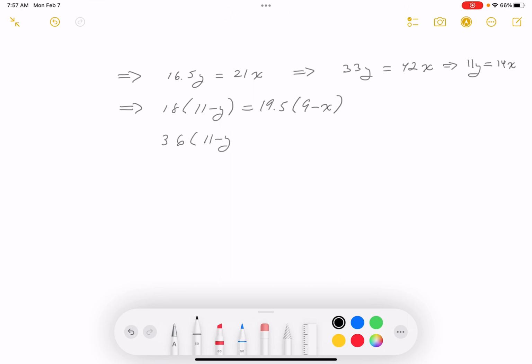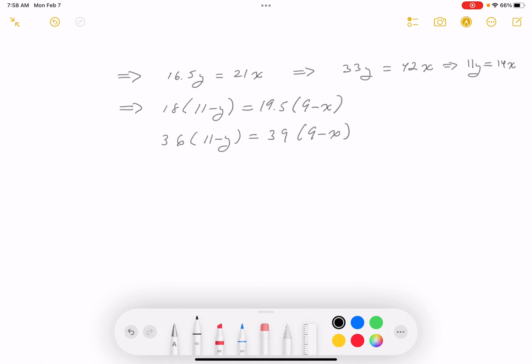11 minus y equals, that's going to be 39. And then 9 minus x. All right? And I guess what I'm going to do is, I think I'm going to multiply it. All right, so what would you get?